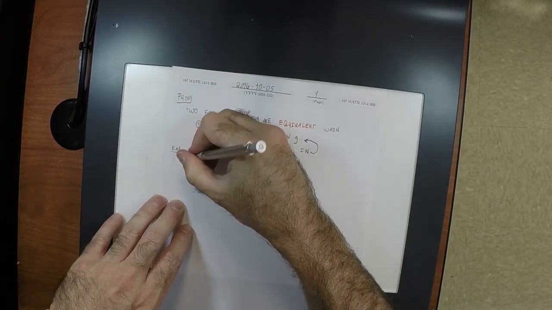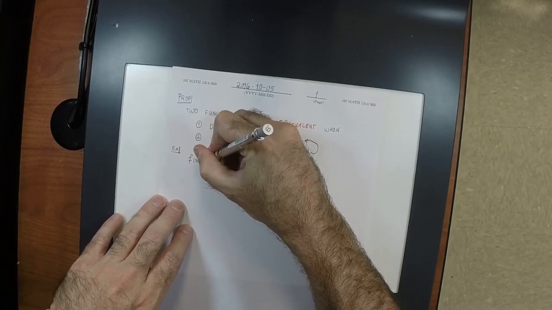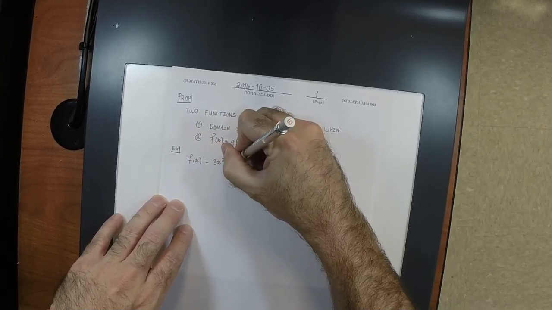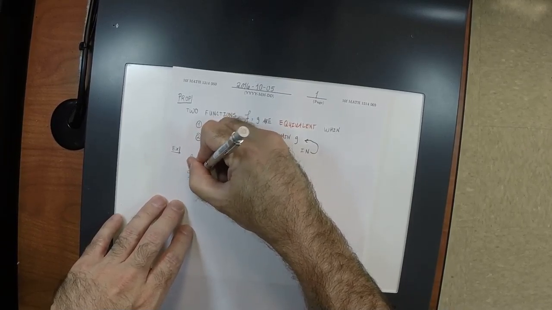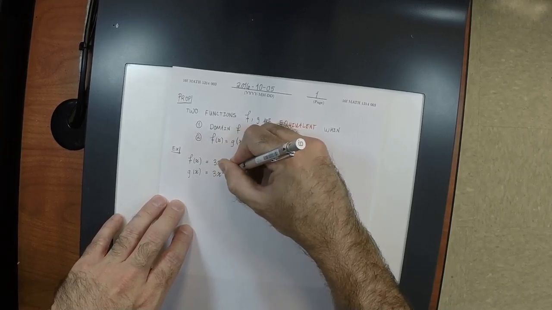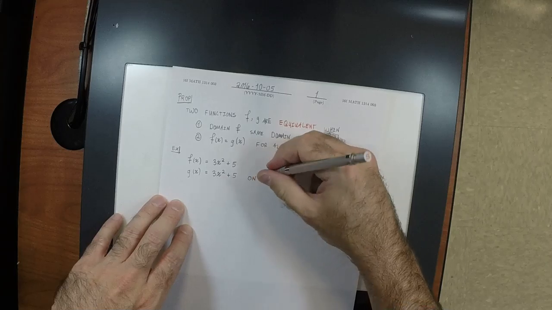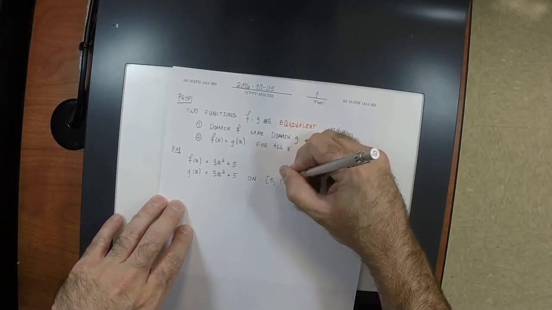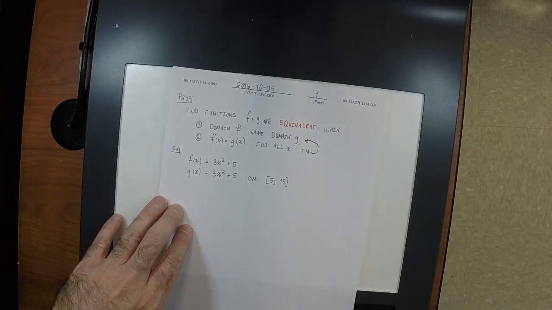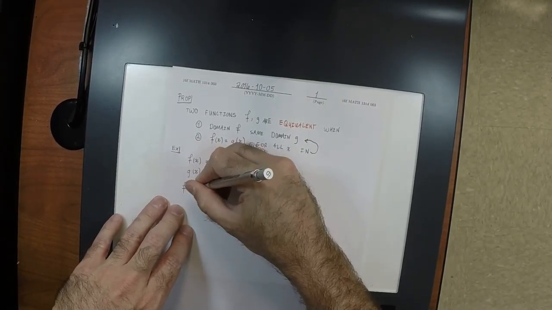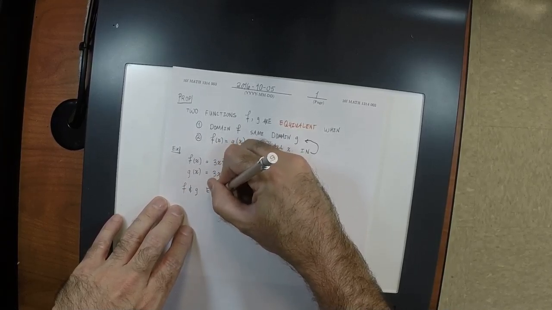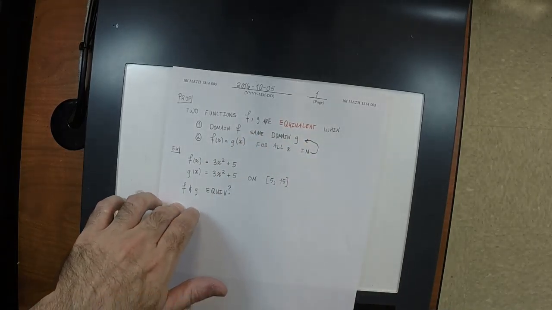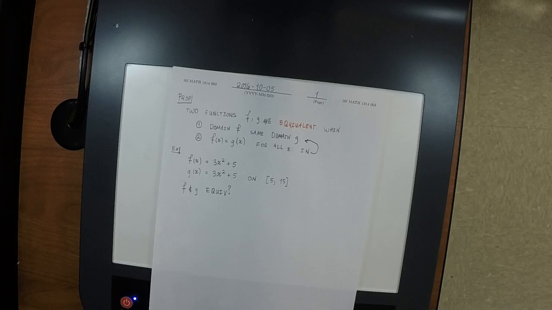So, let's see. How about these two functions? F of X is 3x squared plus 5, and G of X is 3x squared plus 5 on, say, 5 to 15. So here's two functions. And my question to you is, are F and G equivalent? No, they're not. So let's think about this for a minute.